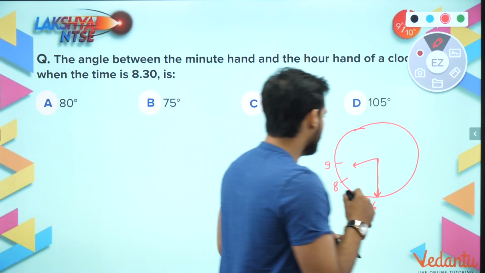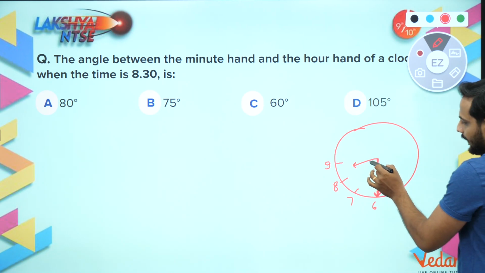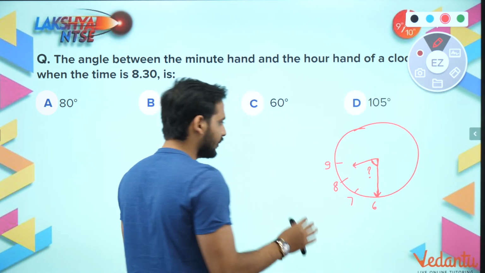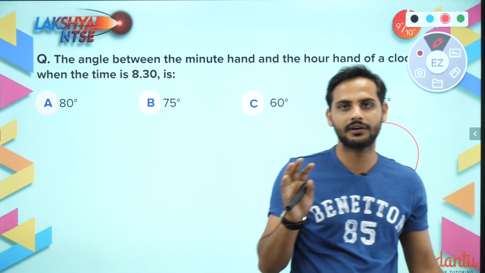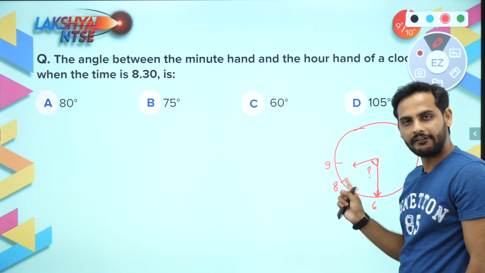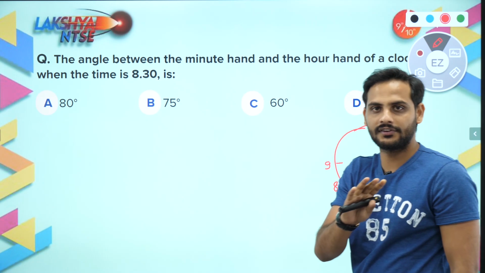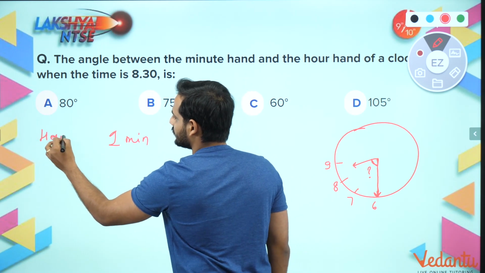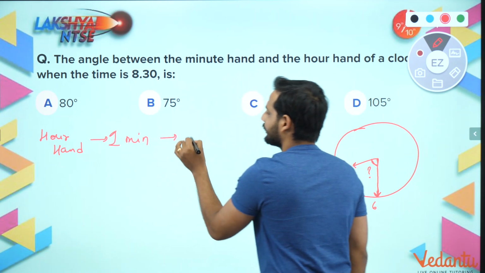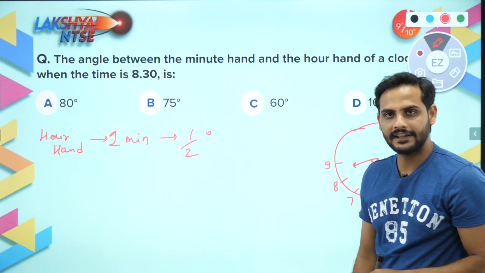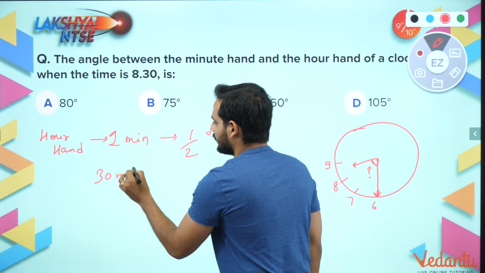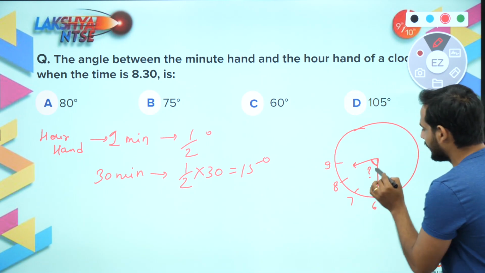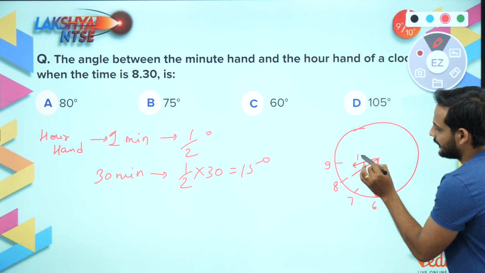Here, children, you need to find out what this angle is. Now, if it was exactly 8 o'clock, the hour hand would be exactly at 8. Since 30 minutes have passed, you know that in 1 minute the hour hand moves only half a degree. So in 30 minutes, how much will it move? It will move half into 30, which is 15 degrees. So the hour hand has moved an extra 15 degrees.